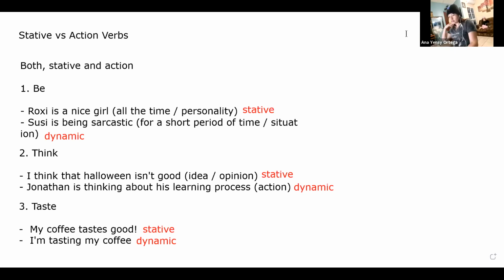In the second sentence, I'm tasting my coffee, I'm drinking. It's an action. It represents an action. But in the first one, my coffee tastes good. I just smell my coffee, but I'm not drinking. Okay.